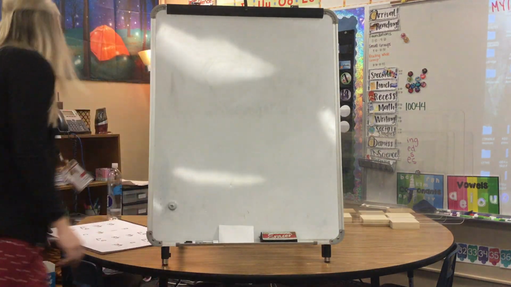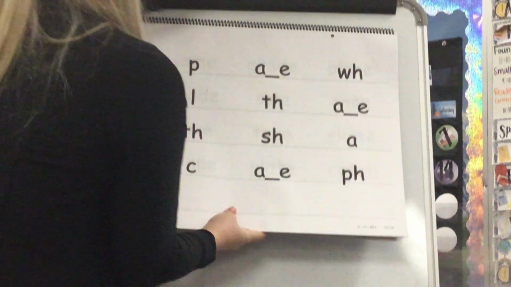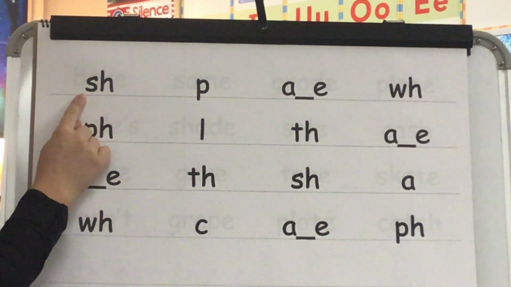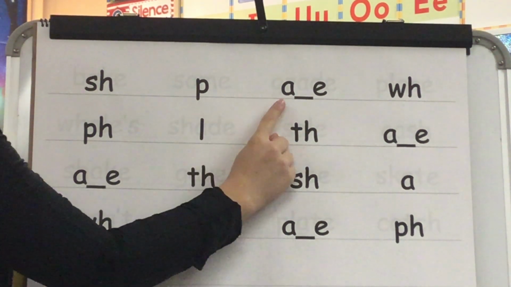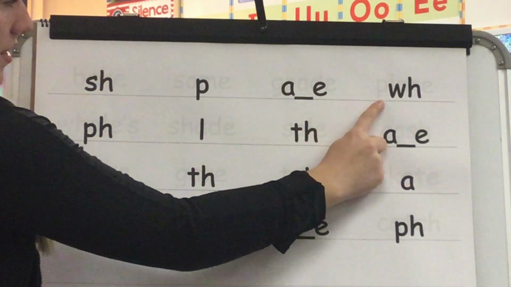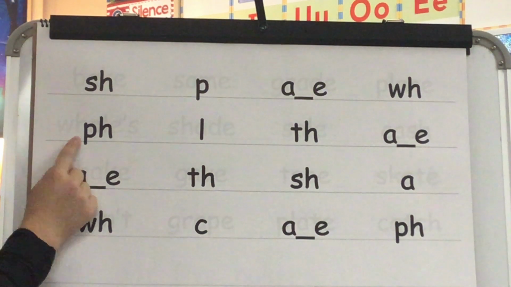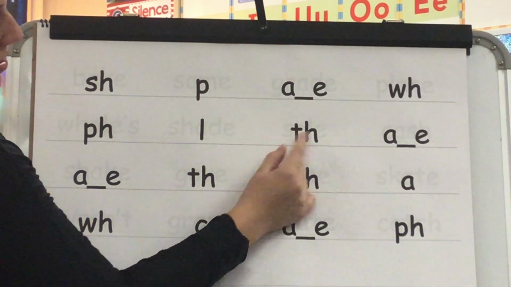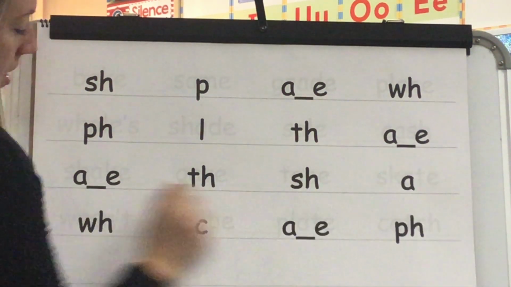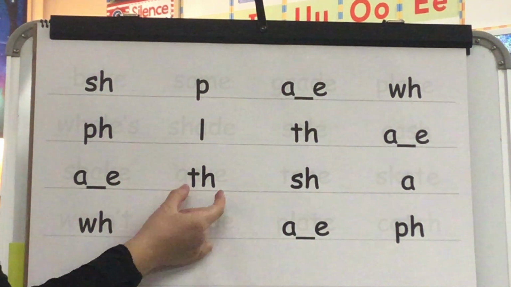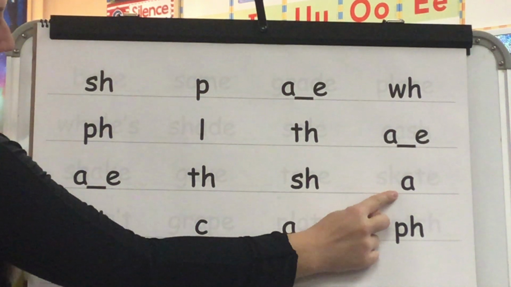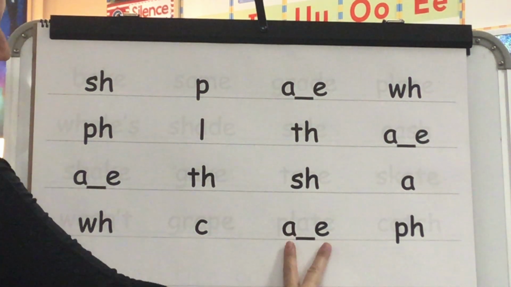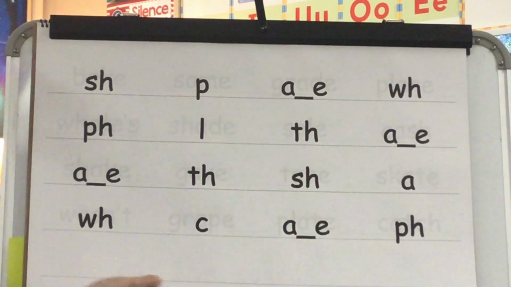Time to practice our sound spellings. Sound? Shh. Yes. Shh. Sound? P. Yes. P. Sound? A. Yes. A. Sound? Woo. Yes. Woo. Sound? O. Yes. O. Sound voiced? Mm. Sound? A. Sound unvoiced? Sound? Shh. Sound? Ooh. Sound? K. Sound? A. Let's put those sounds into words.